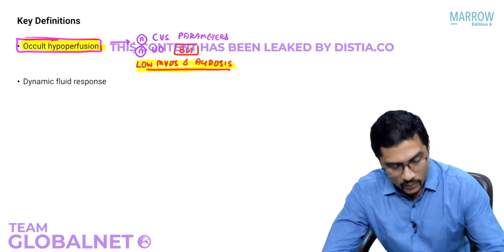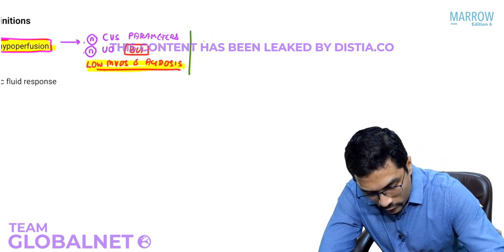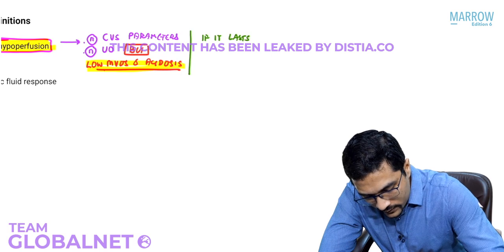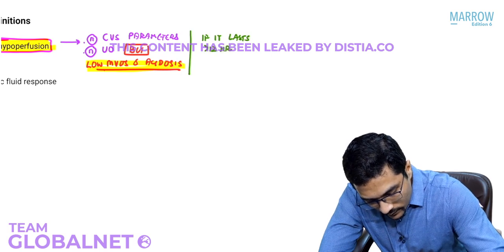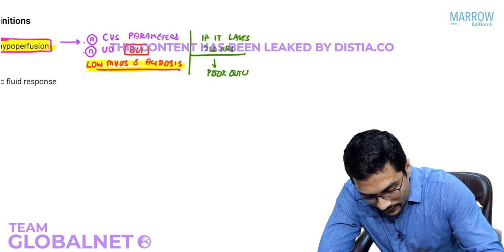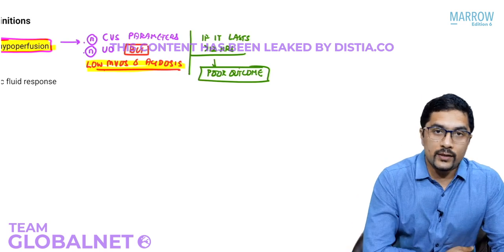Now what is the importance of occult hypoperfusion? If occult hypoperfusion lasts for more than 12 hours, then there is a poor outcome. So we need to identify occult hypoperfusion early and we need to manage it on time.